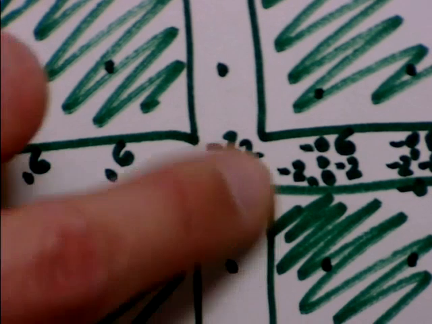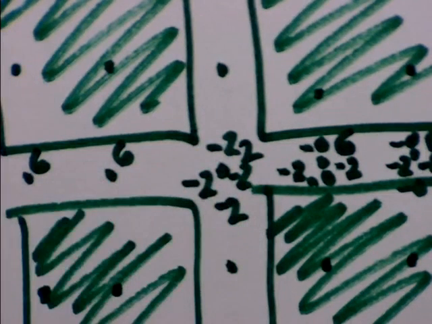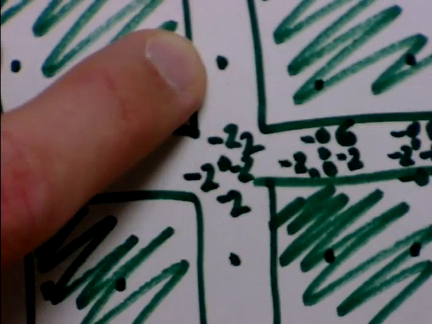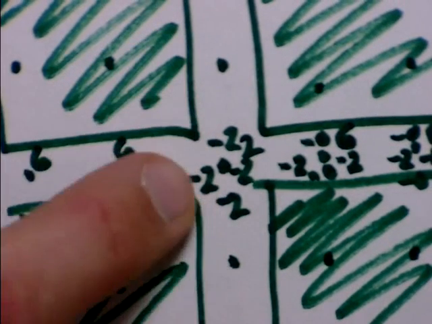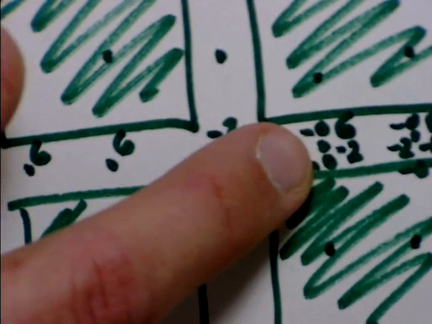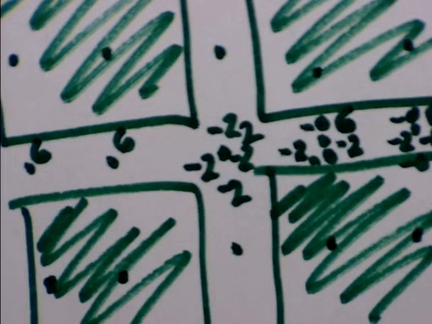That's what all these negatives on here mean. So this -2 came from this one, this one from this one, this one from this one, and this one from that one. So it's getting that 10.